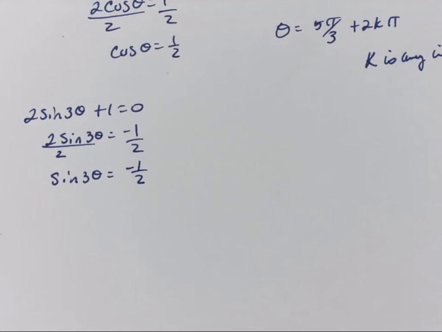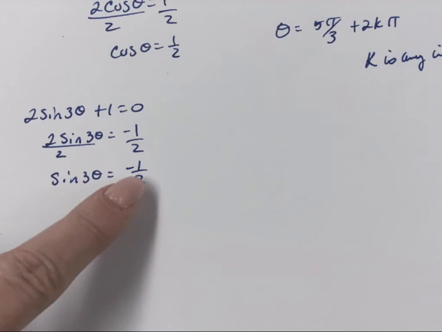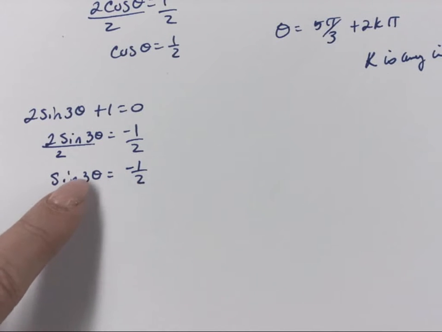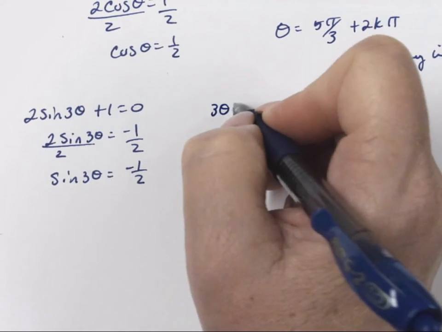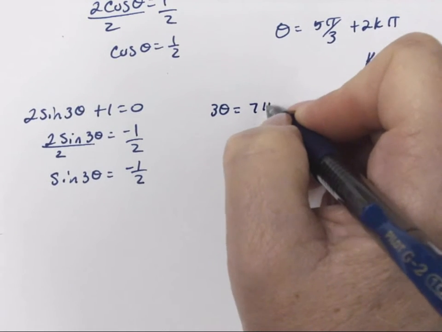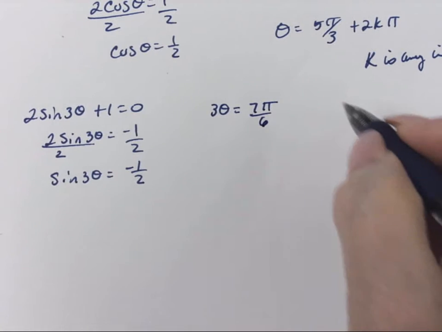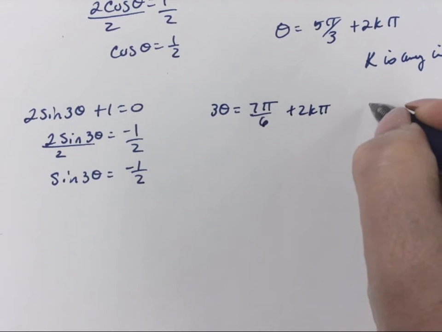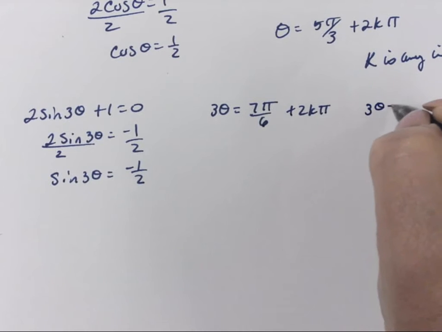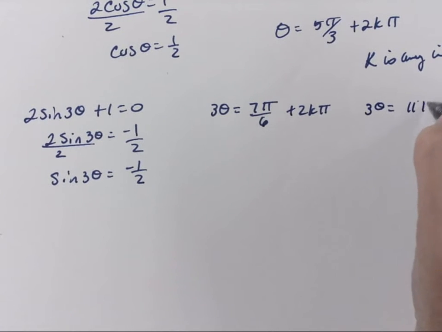So using my unit circle, I know that sine of 3 theta equals negative 1/2 is where 3 theta is equal to 7 pi over 6. And we're going to put our 2k pi here. And then we also have 3 theta equal to 11 pi over 6 plus 2k pi.